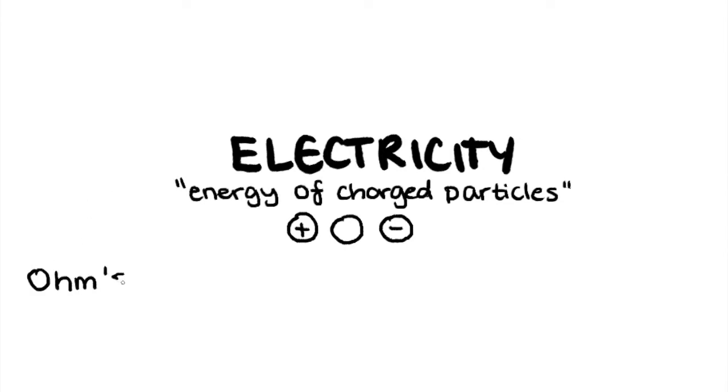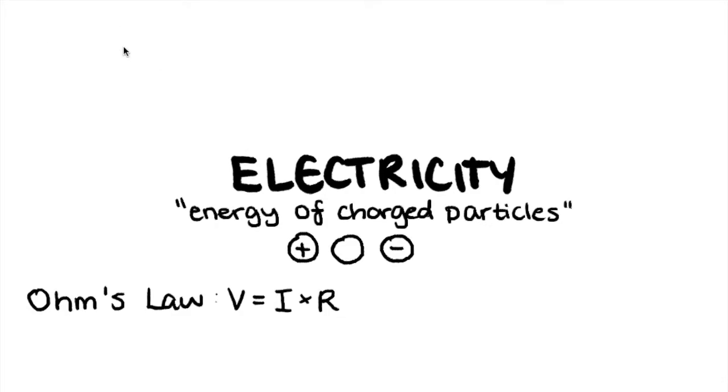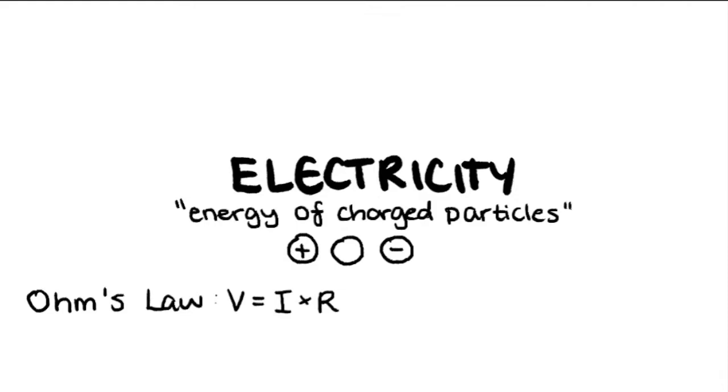Ohm's law, V equals I times R, represents the relationship between the voltage, V, measured in volts, the current, I, measured in amps, and the resistance, R, measured in ohms. Everything that allows electrons to pass through is a conductor, and everything that doesn't is an insulator. Even humans can conduct electrons. There are two types of circuits in which electrons flow through.